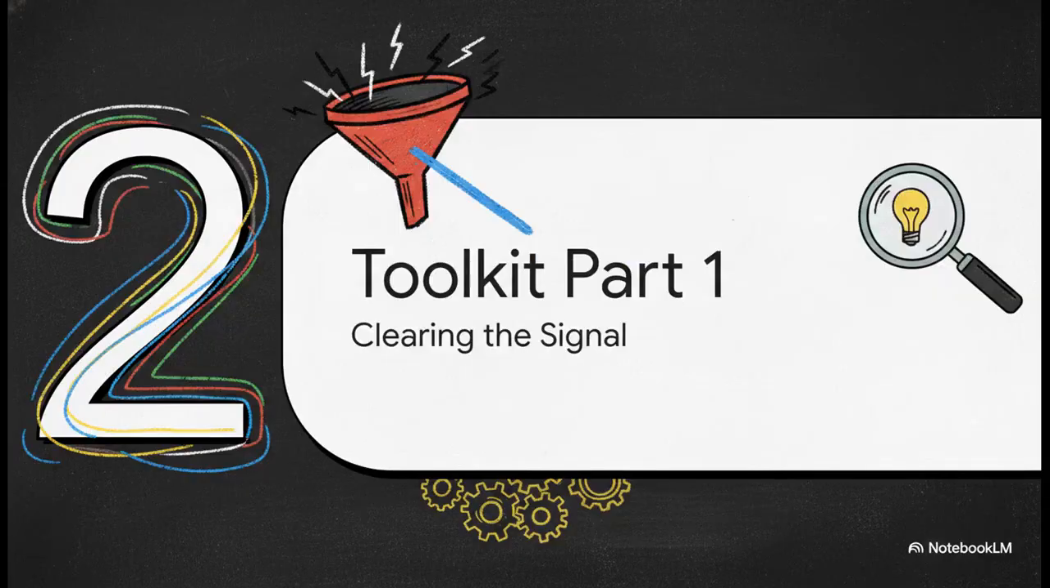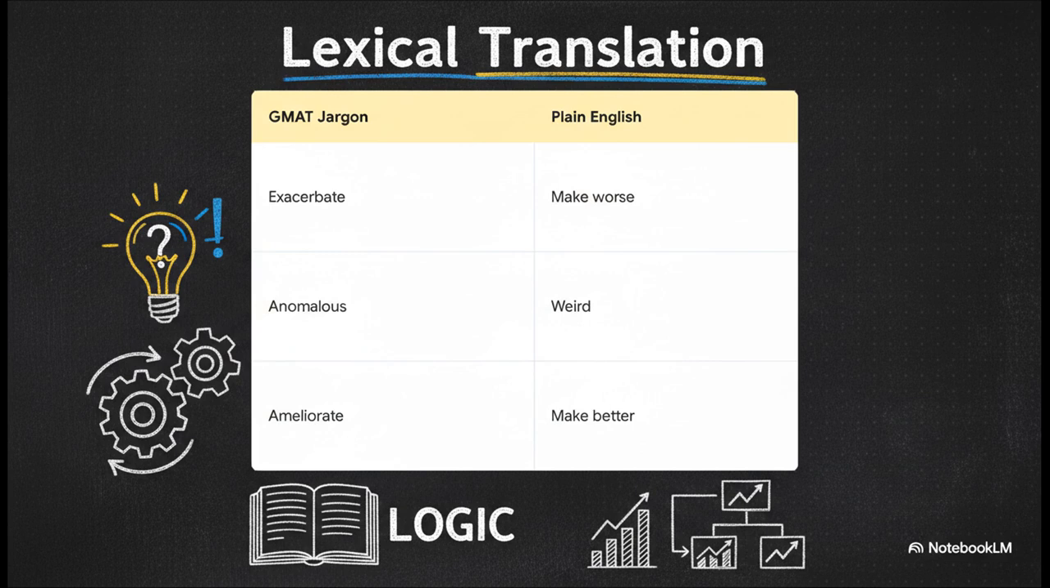That's it. Now, every good engineer needs a toolkit, and we're no different. So let's get practical. Let's look at the first couple of tools. These are all about one thing: clearing away all the noise so you can find that clean, logical signal that's buried underneath. First tool in the box, lexical translation.